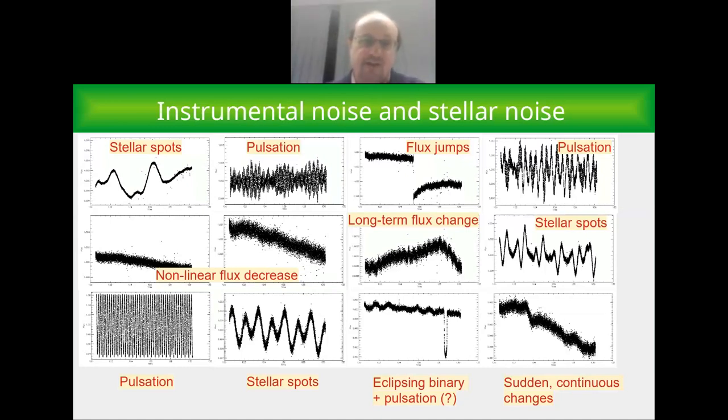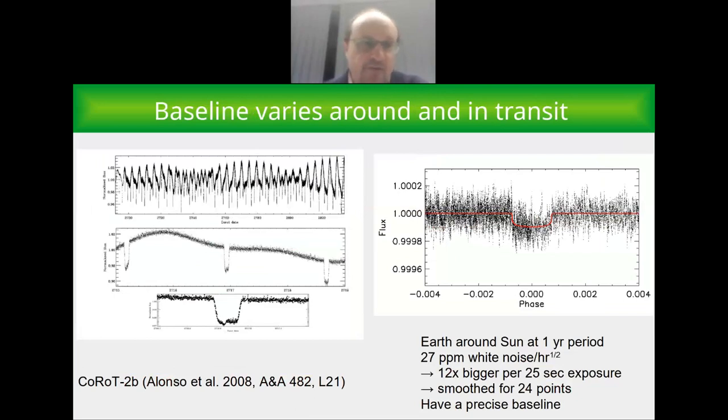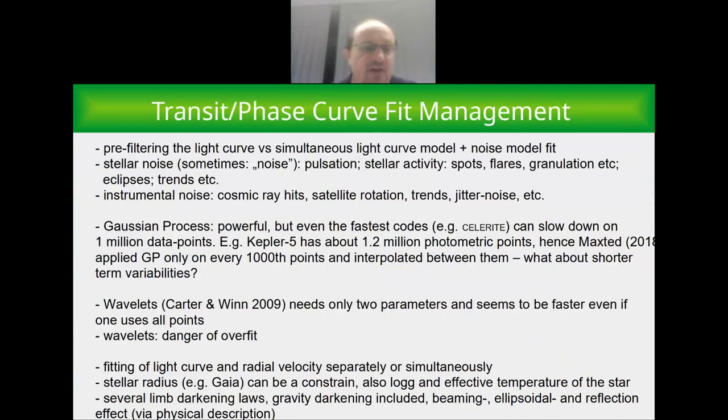So in all these cases, we can use the wavelets. Actually, there are many other ideas for how to deal with the noise. For example, you can use some polynomial-based or other moving average pre-filtering of the light curves. But you can also use Gaussian processes, which is powerful, but even the fastest codes can slow down when you have 1 million data points. This will happen in PLATO, which will collect about 1 million data points per year in the 25 seconds short cadence mode. But we already have examples from Kepler.